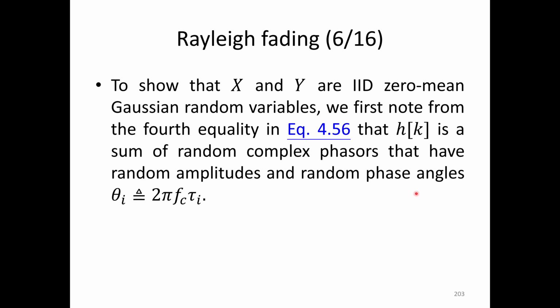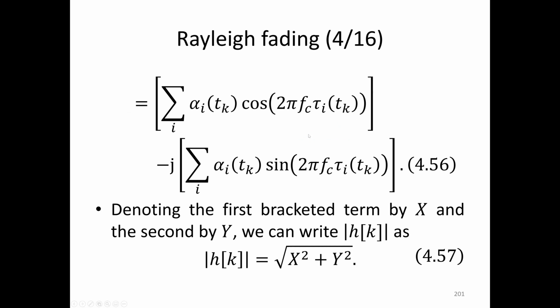Next page. To show that x and y are IID zero mean Gaussian random variables, we first note from the fourth equality in equation 4.56. Let us look at equation 4.56. This equation.